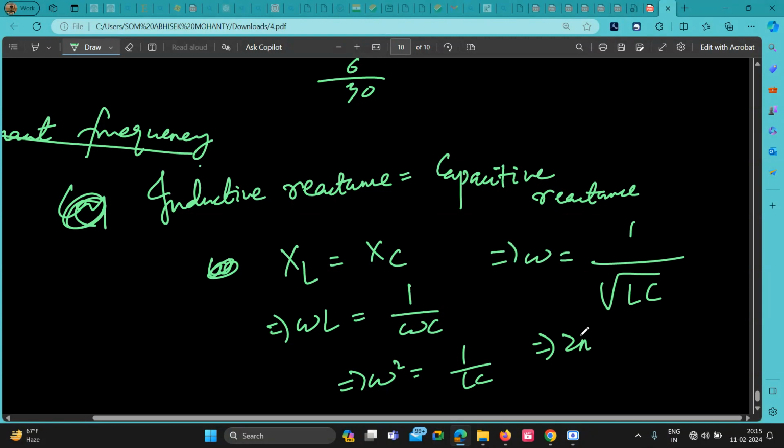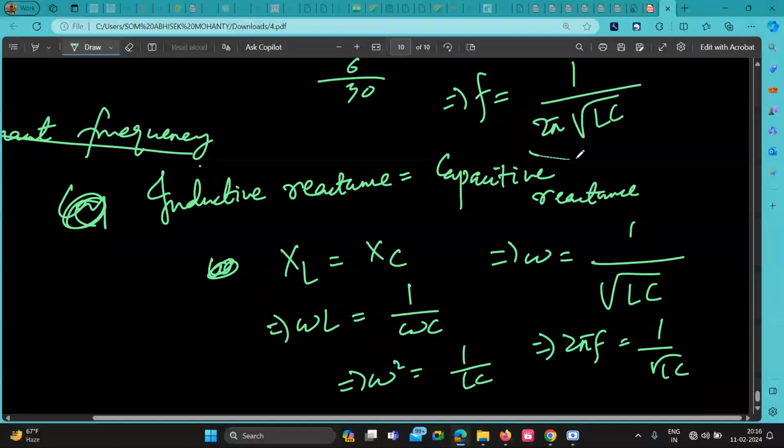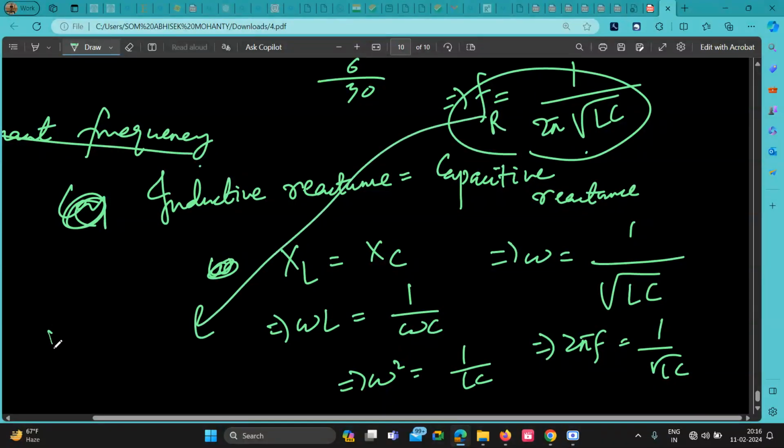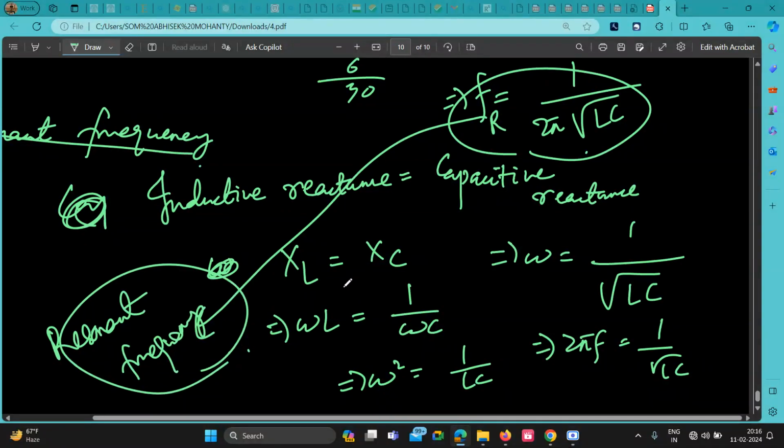So 2 pi F is equal to 1 by root over of LC. So F is your 1 by 2 pi root over of LC. And this F is what is called resonant frequency.